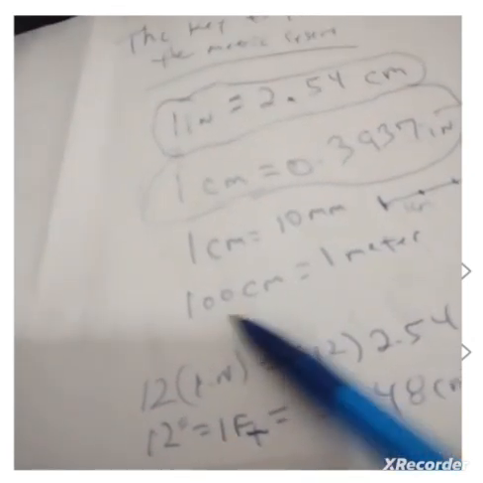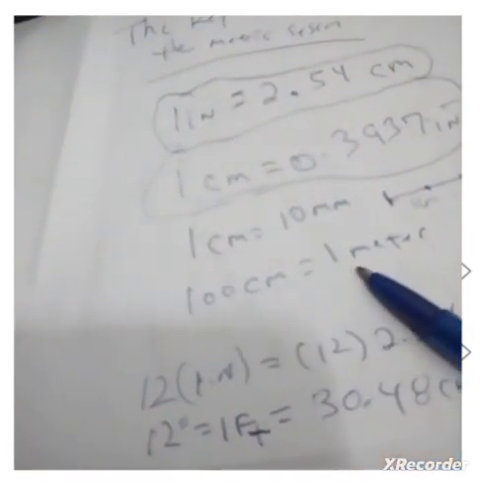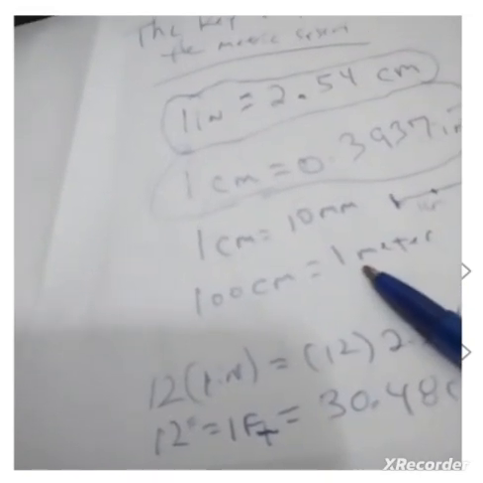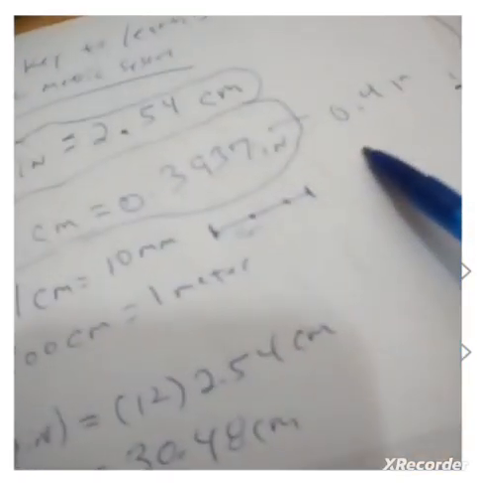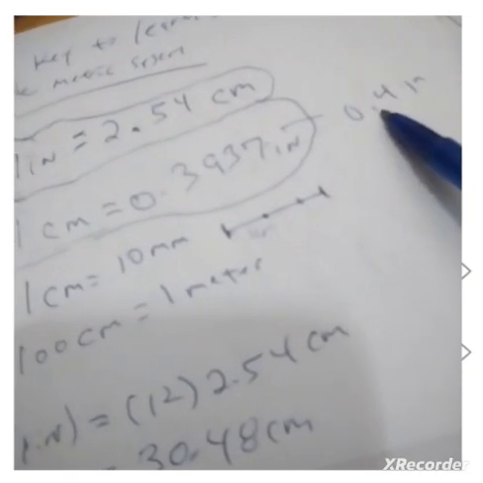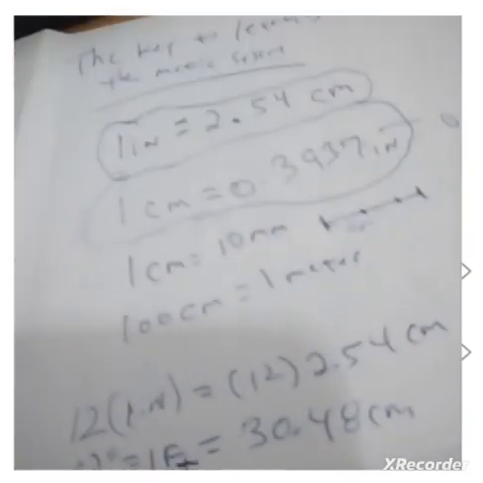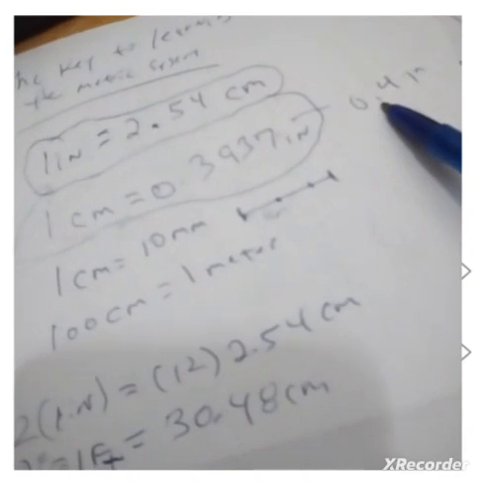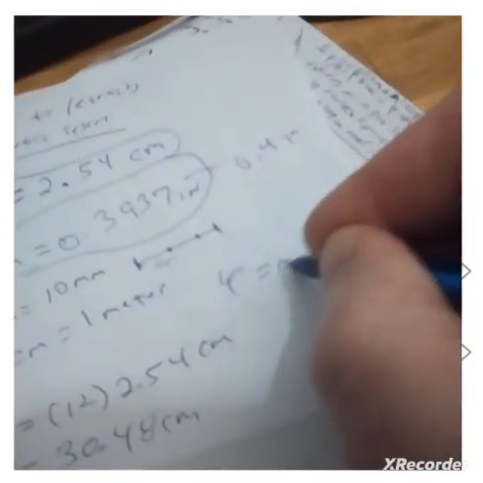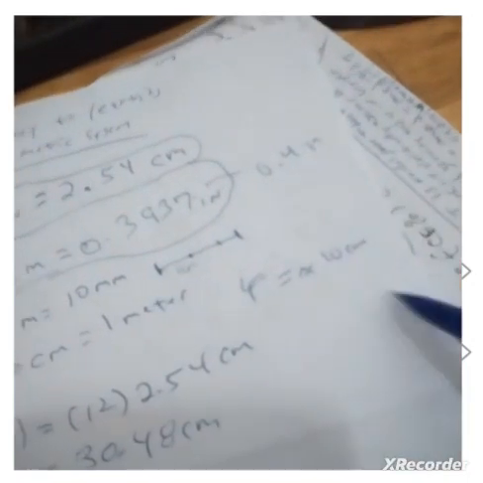100 centimeters is called a meter. So good to know that since a centimeter is 4/10 of an inch, if I was to multiply that by 10, I would have 4 inches equals about 10 centimeters. So let me write that down. 4 inches equals about 10 centimeters.